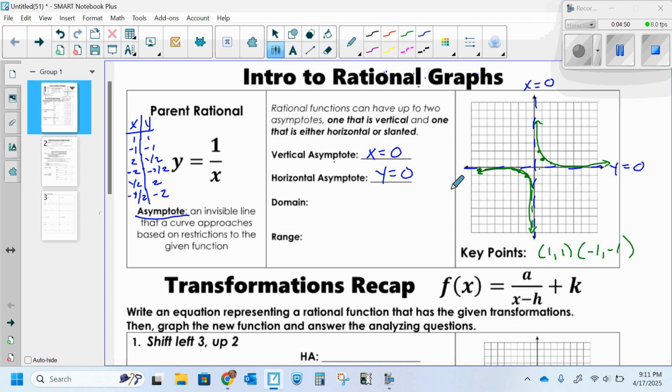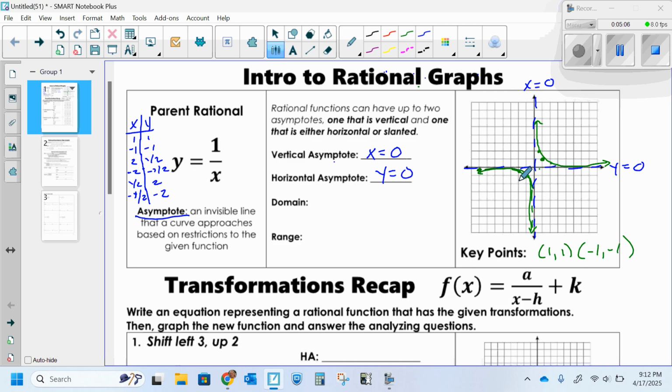Remember, all of our parent functions have some points that we need to remember to help us graph quick graphs, right? So this one has the critical points 1, 1, and negative 1, negative 1. And you have the asymptotes.